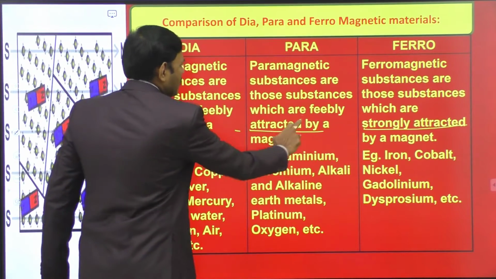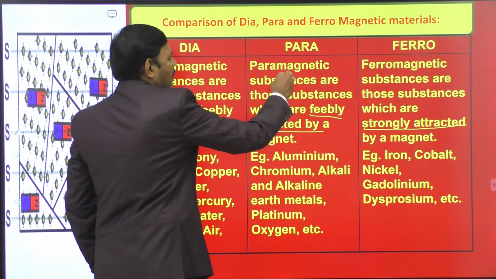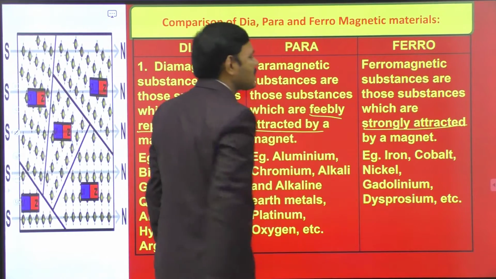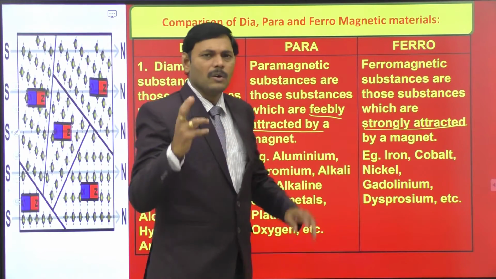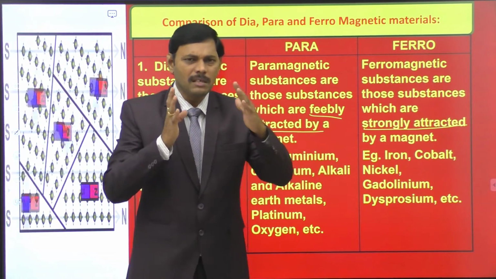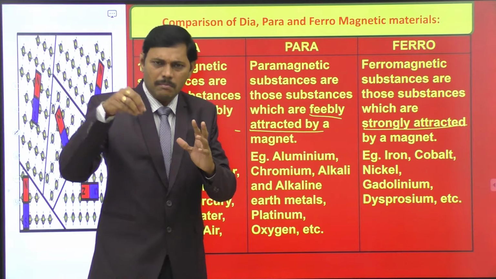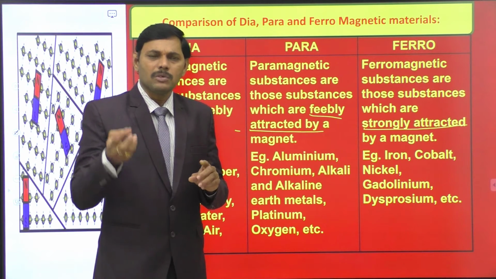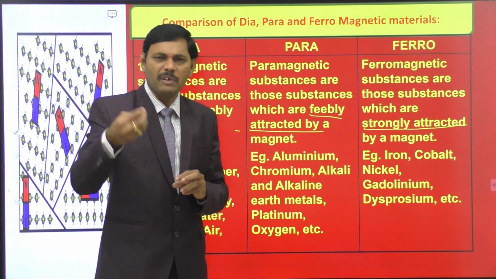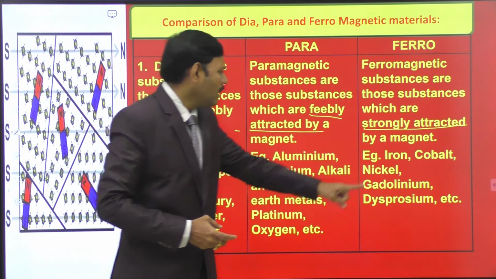Here this is feebly attracted, para. So compared to para and ferro, para has magnetic property in small amount and strong magnetic property is shown by ferromagnetic substances. Clearly, substances which are strongly attracted by any magnet are named ferromagnetic substances. So para and ferro both show magnetic property, but para shows it lightly and ferro shows it strongly. Paramagnetic materials are feebly attracted, whereas ferromagnetic substances are strongly attracted by the magnet.